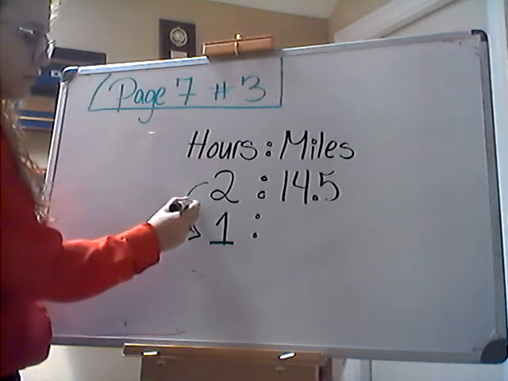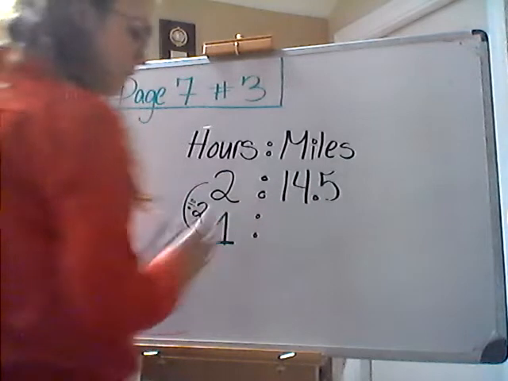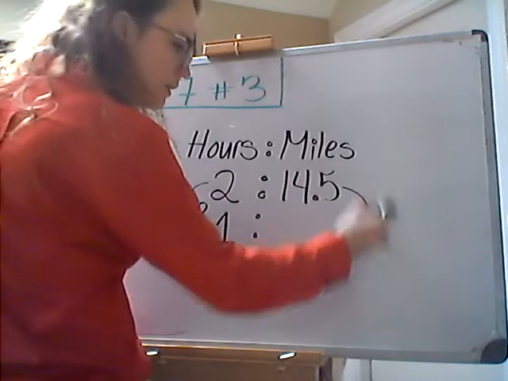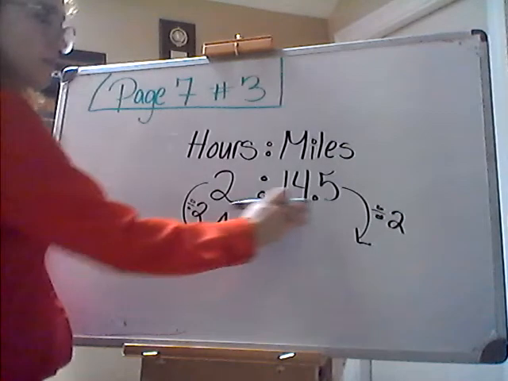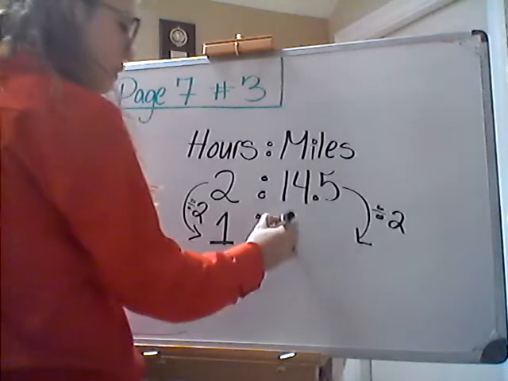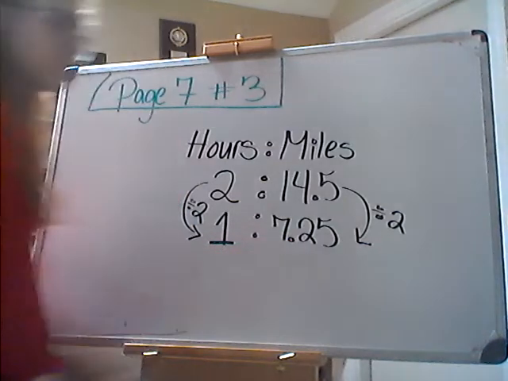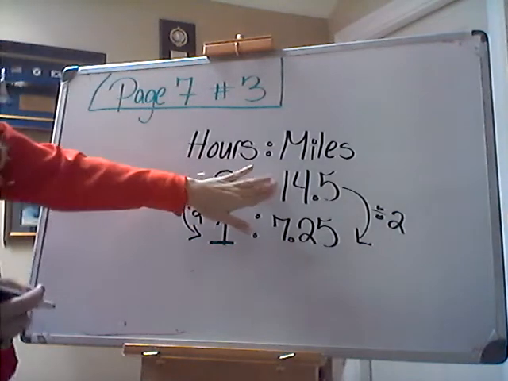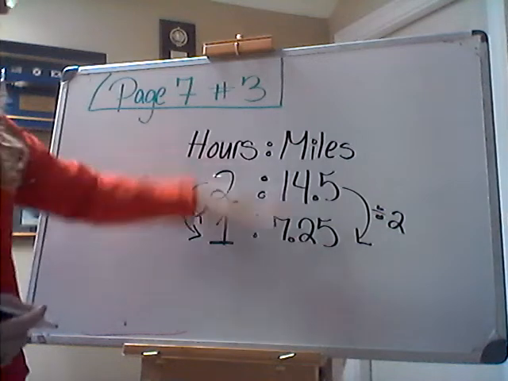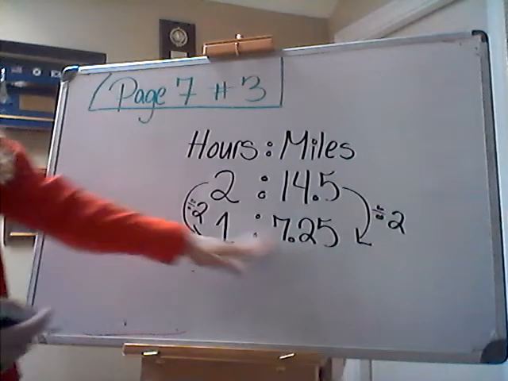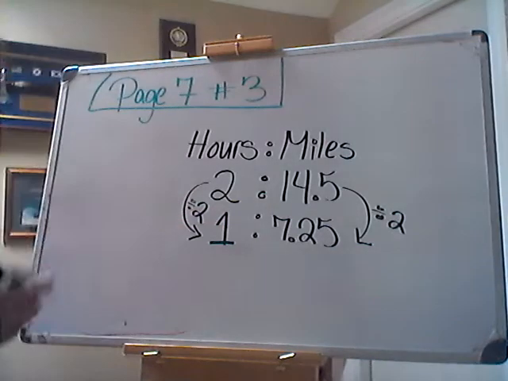2 divided by 2 is 1. We divide this side by 2, we have to divide this side by 2. And 14.5 divided by 2 is 7.25. So if she can run 14.5 miles in 2 hours, well, in half the amount of time, she can run half the distance. So in every hour, she's running 7.25 miles.